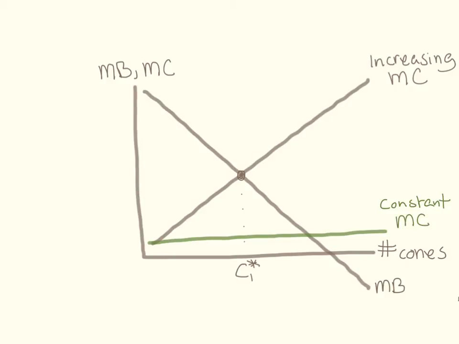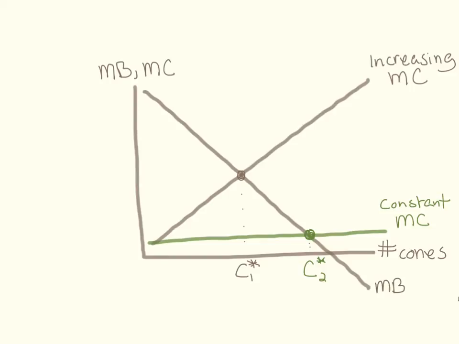Okay, and similarly, we're going to decide the optimal number of ice cream cones to consume by setting marginal cost, in this case our constant marginal cost, equal to marginal benefit. So that's going to happen right here. I'll call that C star 2. So here's the optimal number of ice cream cones for us to consume when we ignore the opportunity cost of consuming ice cream cones and consider only the explicit or the sticker price. That is when we use a constant marginal cost.